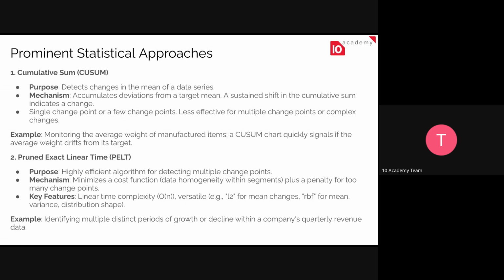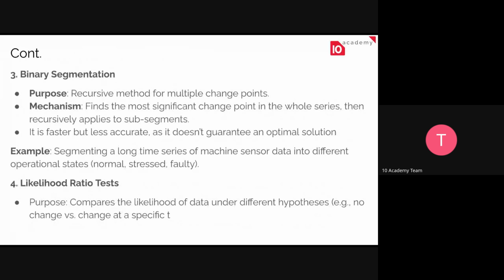We will see what the penalty means. As the penalty goes up, the number of detected change points goes down. This is a very critical point to remember, because if you let it run by itself, I will show you an example, it will have a lot of change points, and that's not going to be easy for you to get insights from. One example could be identifying multiple distinct periods of growth or decline within a company's quarterly data, and so on.